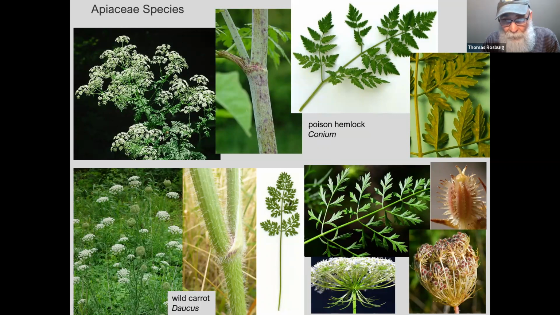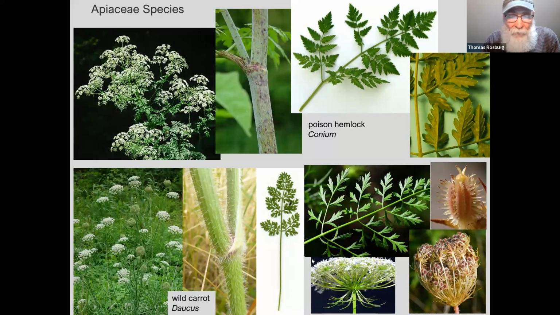This one here is twice compound. The primary rachis is right here again, the secondary rachis is right here, and the leaflets are attached to it. This is a leaflet here. This is a leaflet. Up here, this is a leaflet. And in both these cases, the leaflets are also lobed. So there's also lobing that's present within the leaflet. This is just a close-up of the leaflets here on poison hemlock.